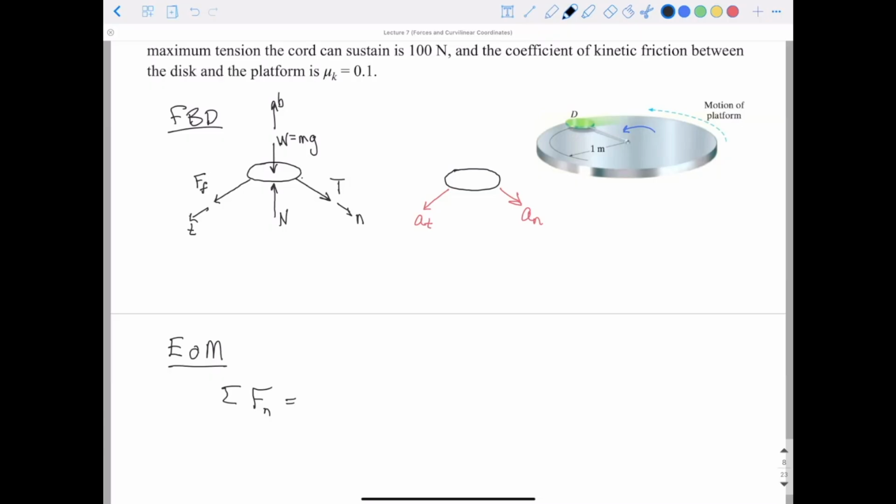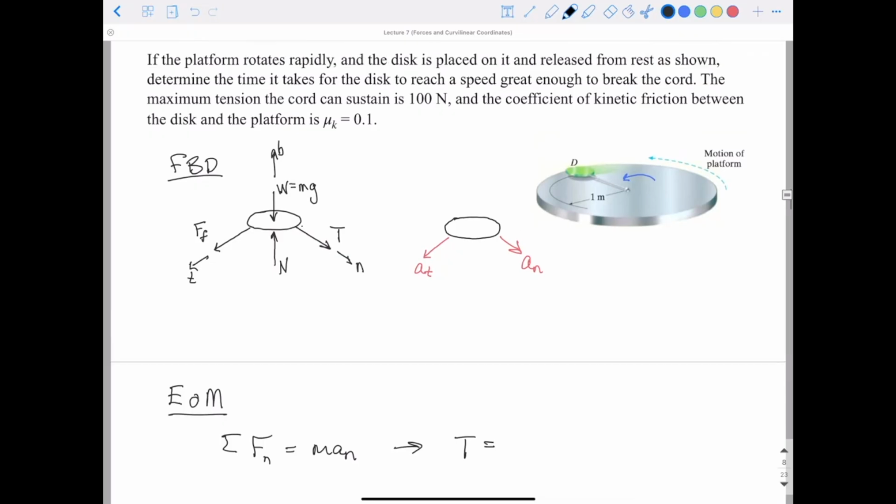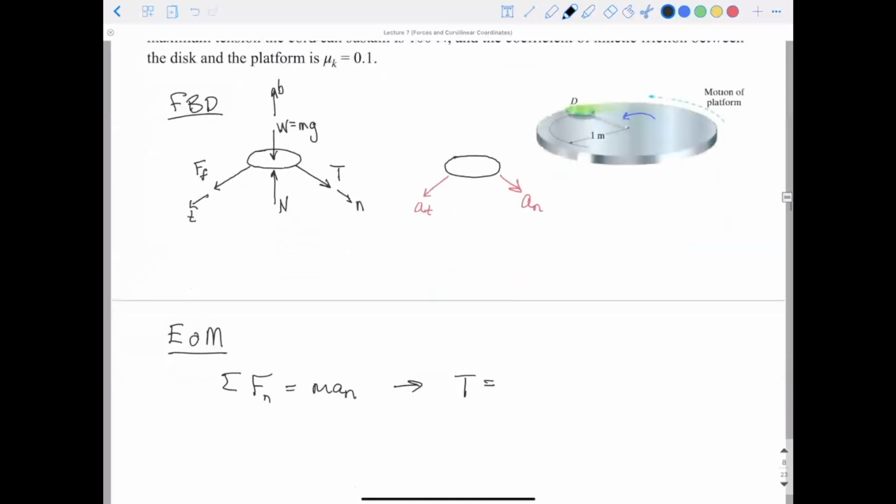Sum of our forces in the normal direction are equal to m a_n. In the normal direction, the only force we have is T, our tension in that cord. Our mass is 3 kilograms, and normal acceleration would be v squared over rho, and it says in the diagram that rho is 1 meter. So we have 3 kilograms times v squared over 1 meter.